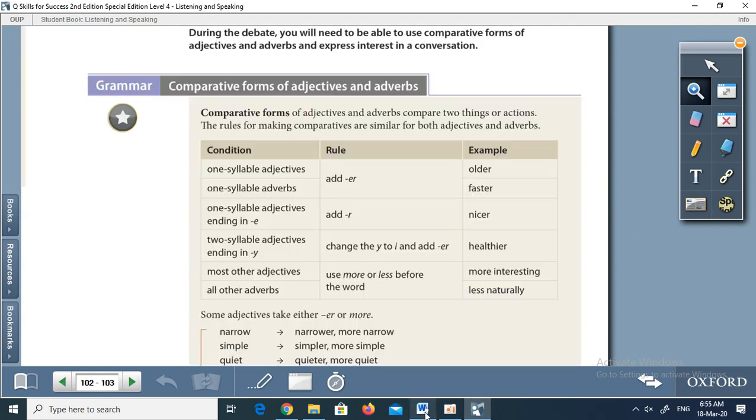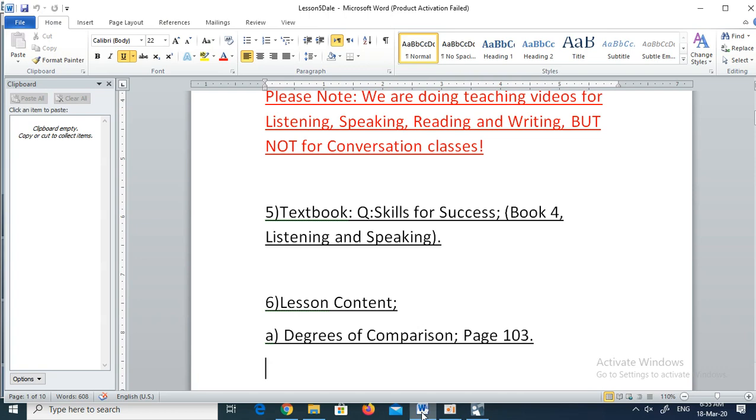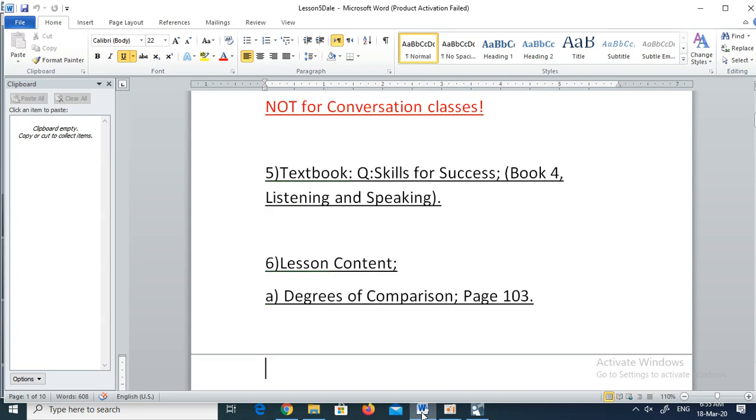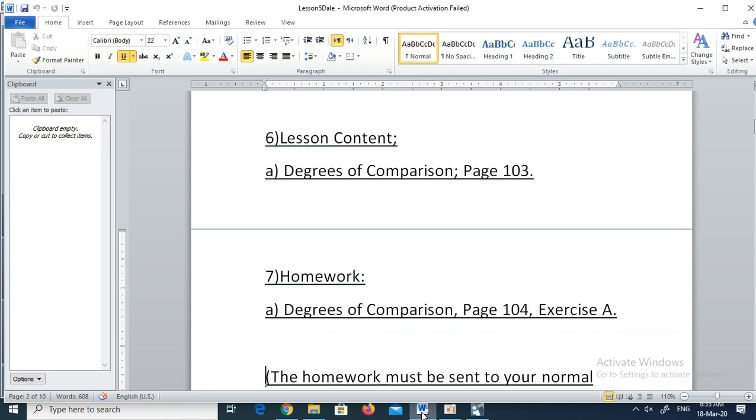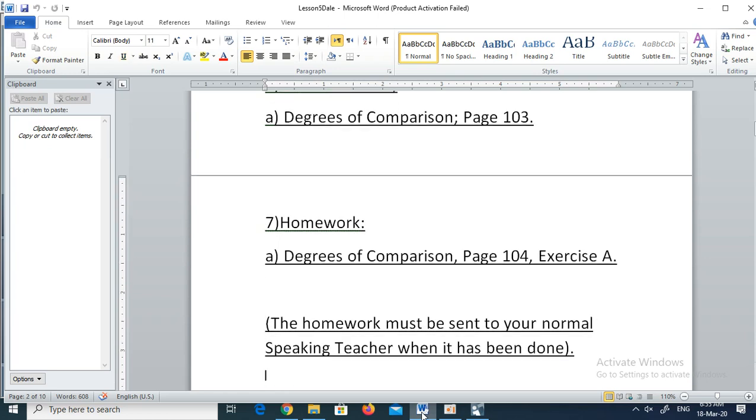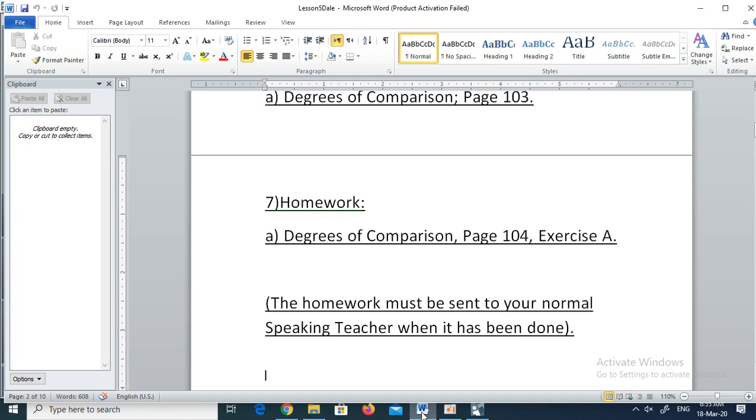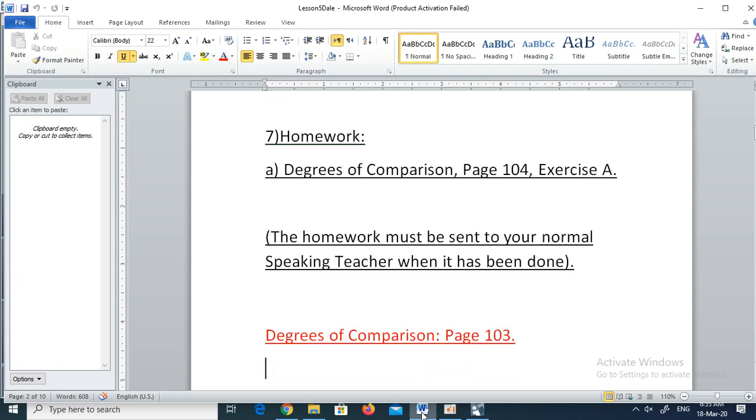Now, let us go back to our notes. The lesson is on page 103, and the homework is exercise A on page 104, and the homework must be sent to your normal speaking teacher when you have done it. All you need to do, take a photo of the exercise with your smartphone once you have done the work, and you send the photo to your normal speaking teacher. All right.